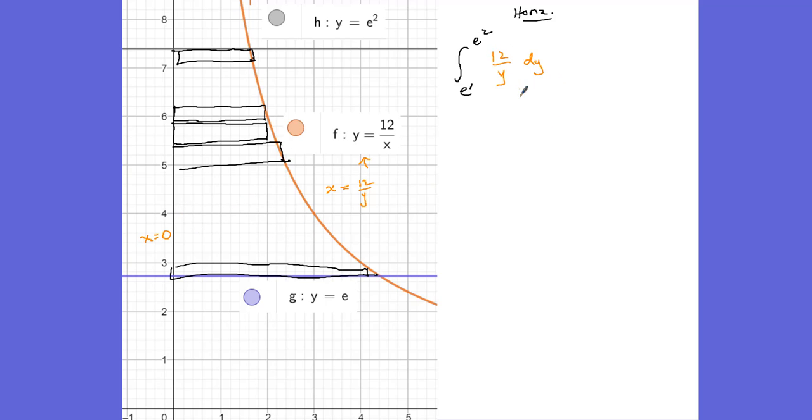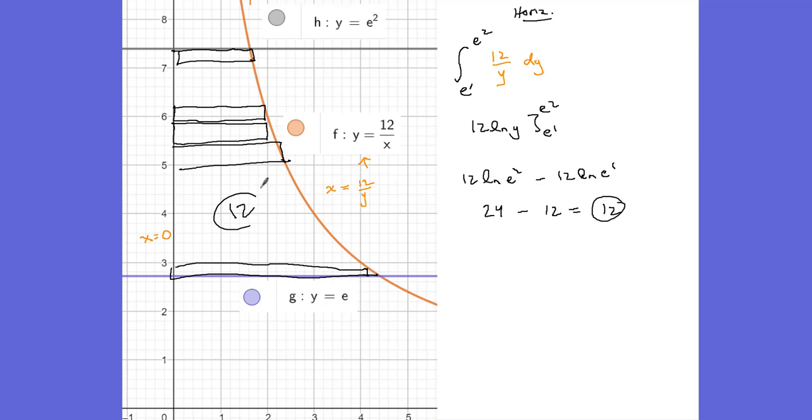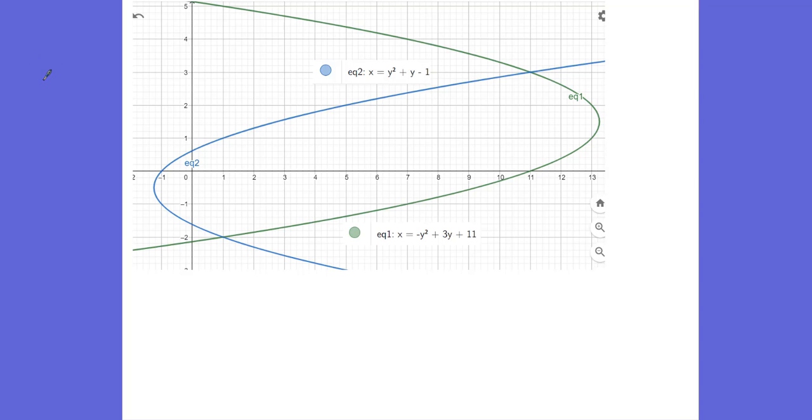And so what is the integration of 12 over y? It would be 12 natural log of y, and we're going from e to the first power to e squared. And so we have 12 natural log of e squared minus 12 natural log of e to the first power. The natural log of e squared is 2. 12 times 2 is 24, minus 12 ends up giving me an area of 12. So that area is 12 between these curves right here, and we looked at this horizontally. Let's take a look at another one horizontally.